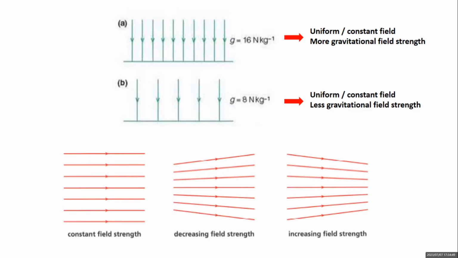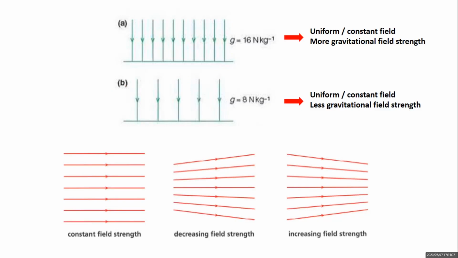As you can see in this diagram, in the first diagram there are several lines drawn side by side, and all of these lines are basically representing the gravitational field. The first diagram is labeled A, whereas the second diagram is labeled B. The difference between these two diagrams is that in the first diagram, the lines are very close to each other, whereas in the second diagram, the lines are not as close to each other, but are far away from each other.